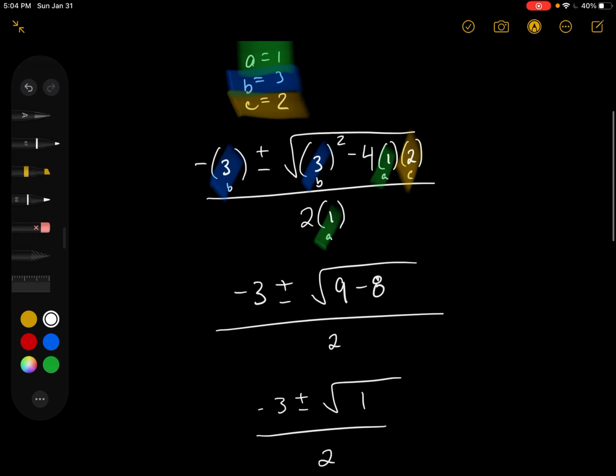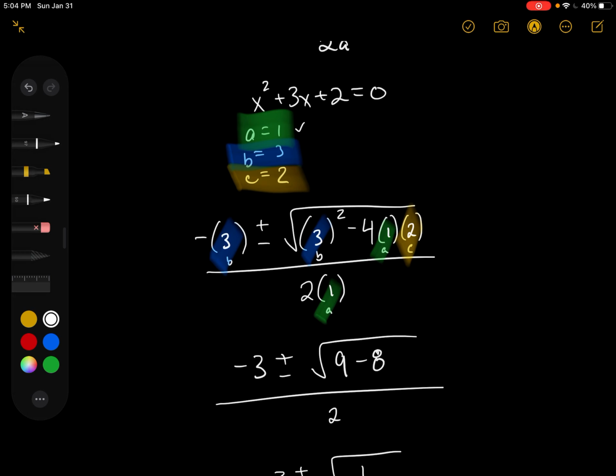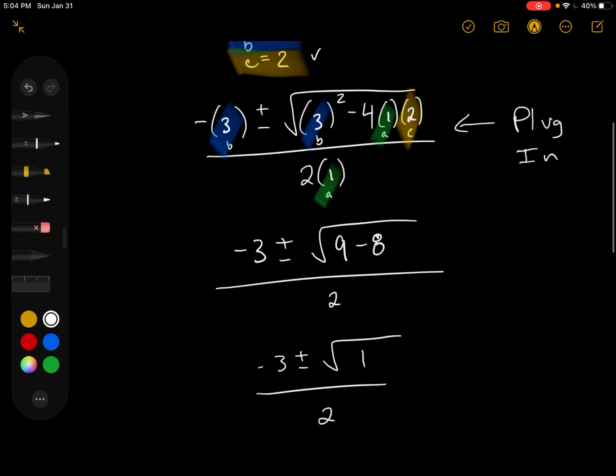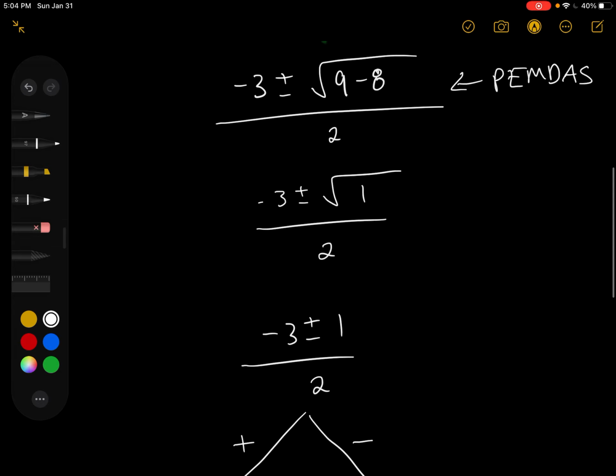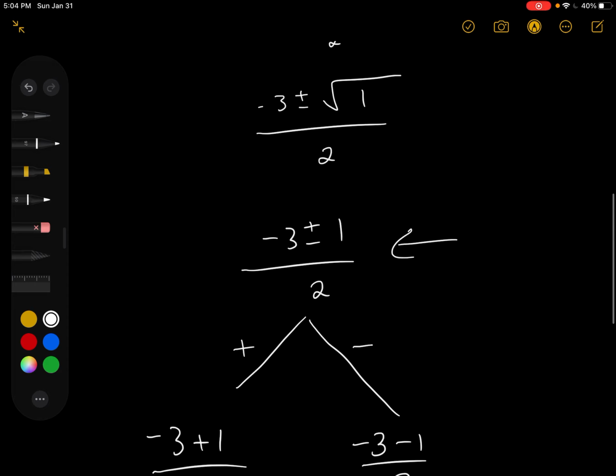Excellent. All right, so again, one more time checking through here. We first identified what a, b, and c are. We then plugged them in to the quadratic formula. And then after that, we did our PEMDAS, our order of operations. And then we worked ourselves all the way down using PEMDAS until we got into our plus and minus answers.